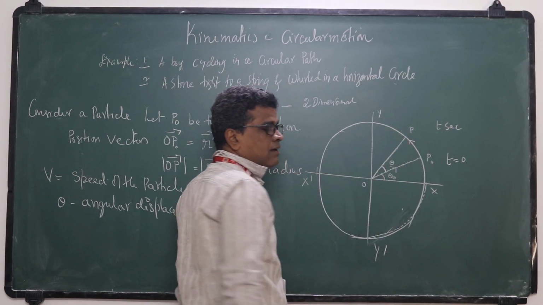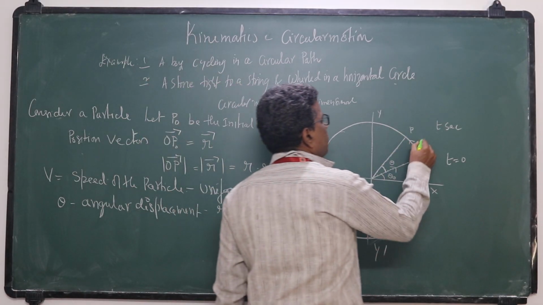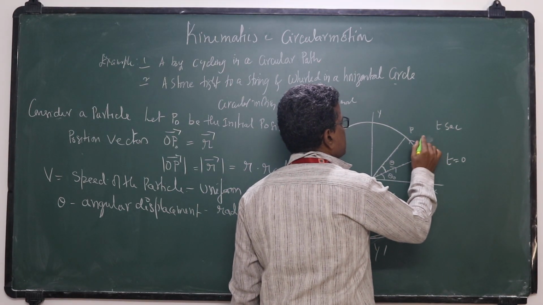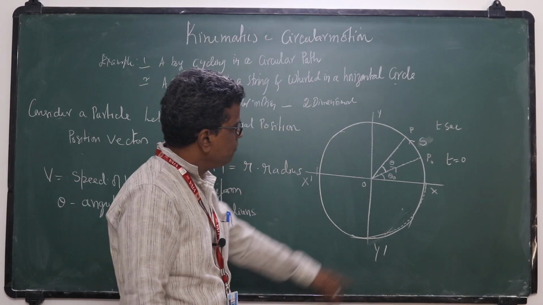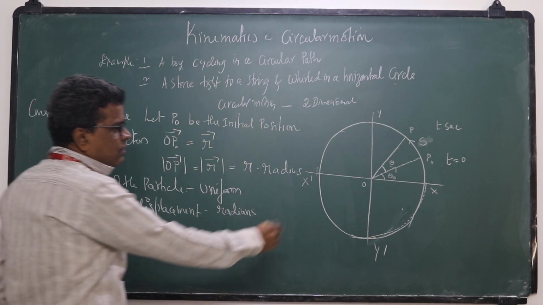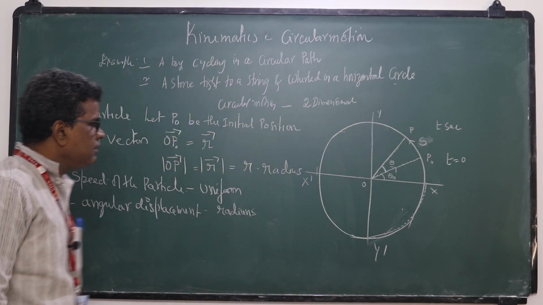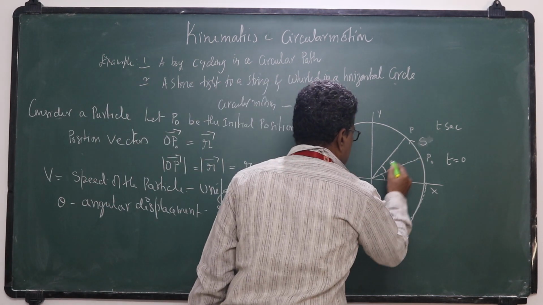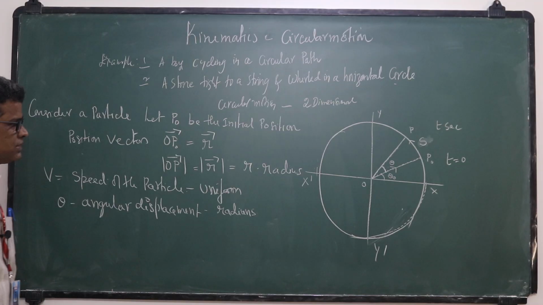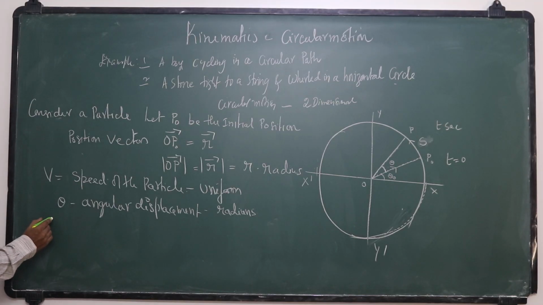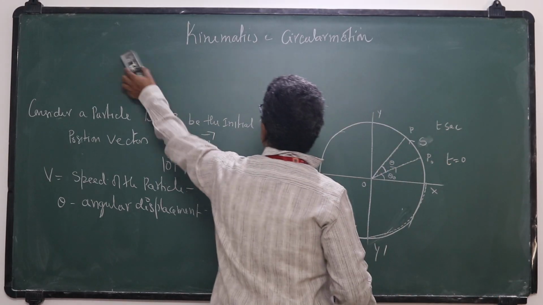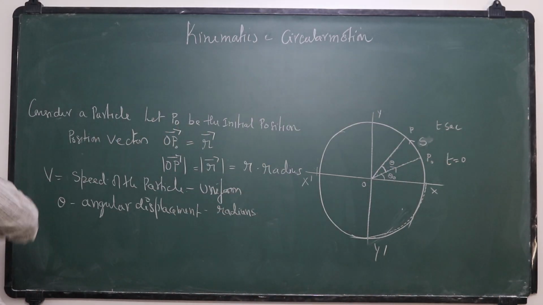This P0 to P is the actual path traveled by the particle. Let the path length from P0 to P be S. So here I am introducing a new physical quantity, that is angular velocity.